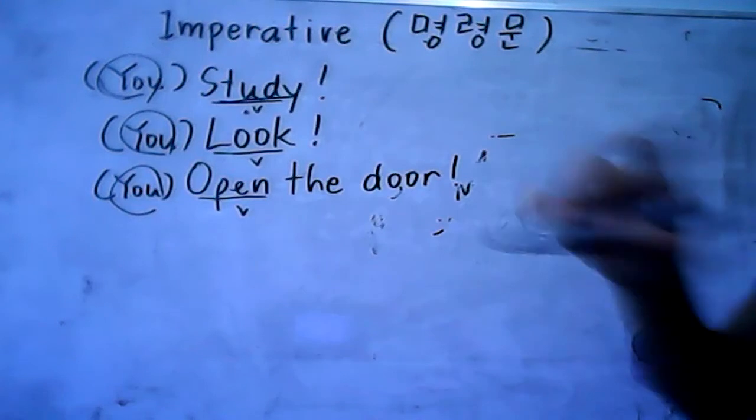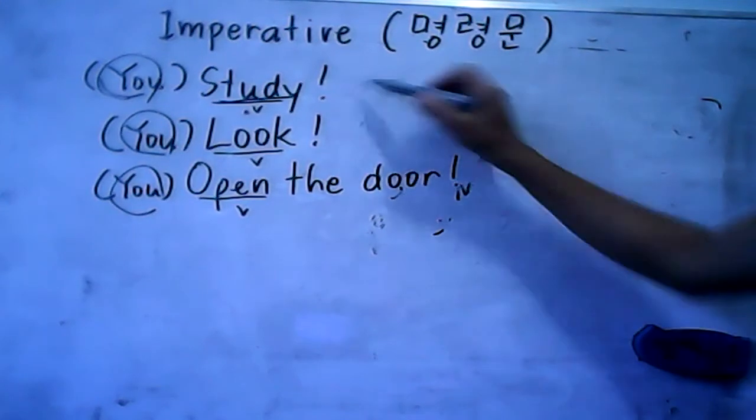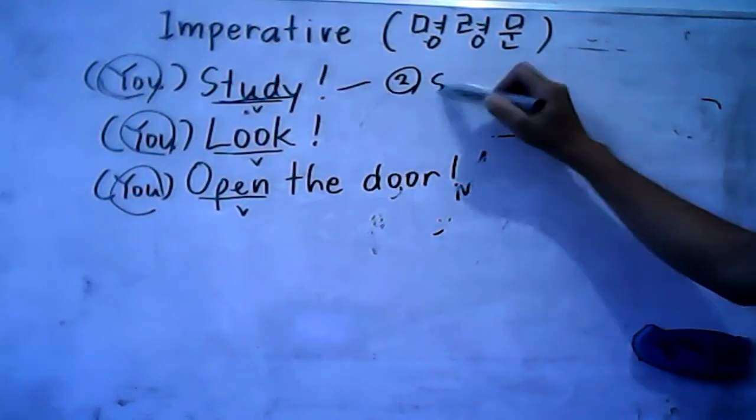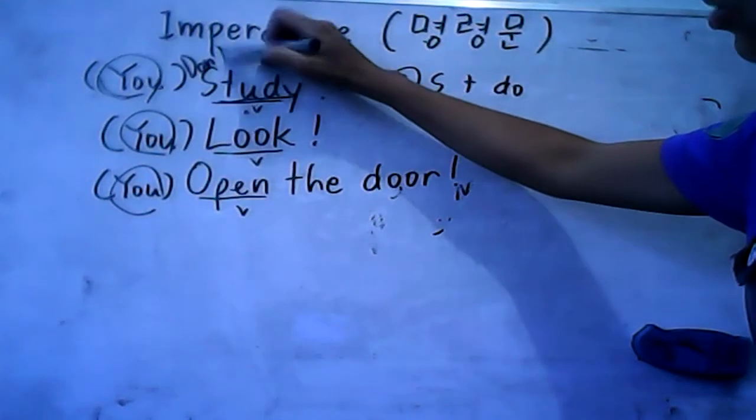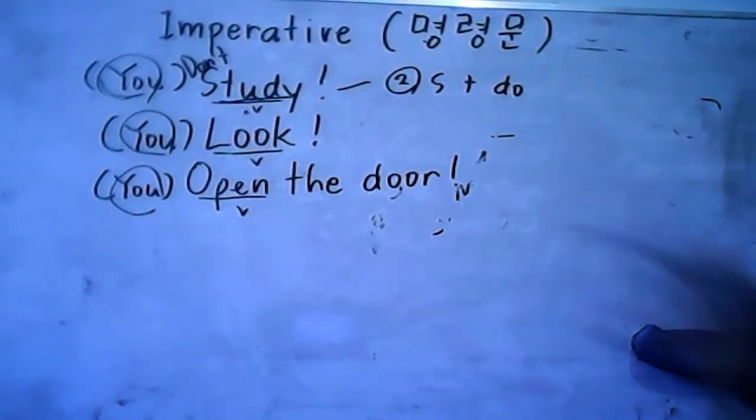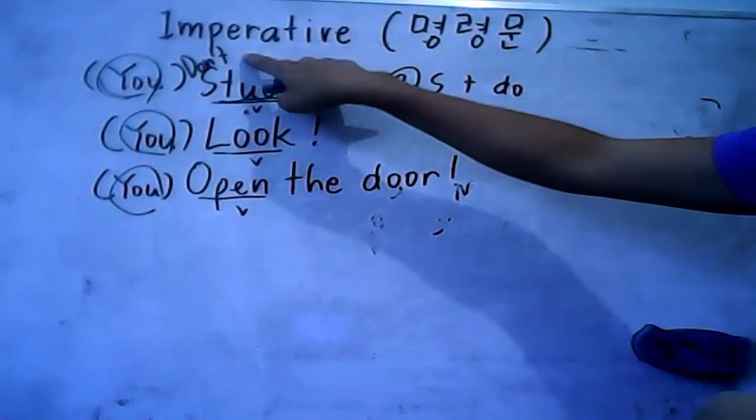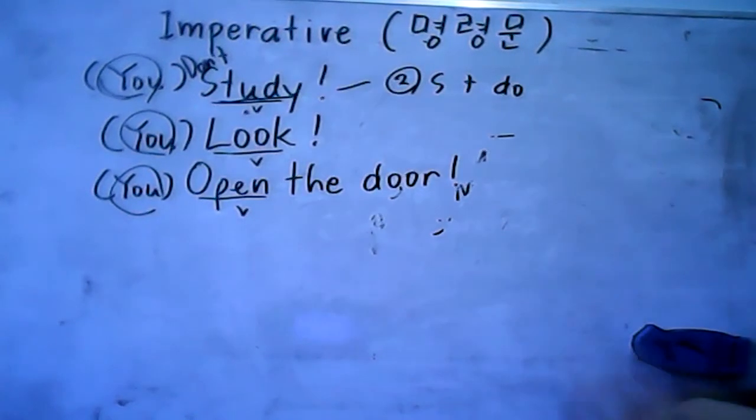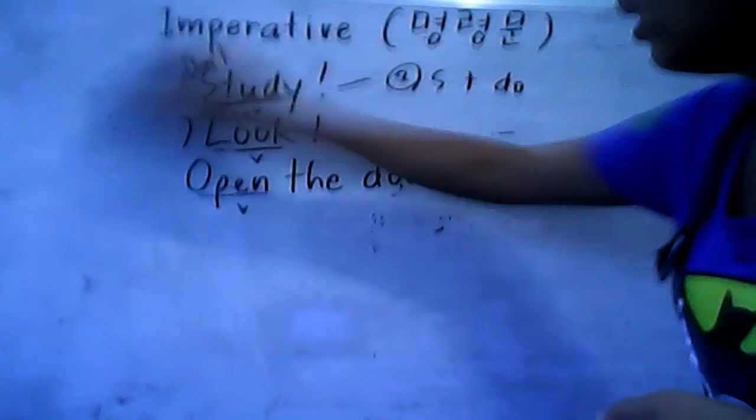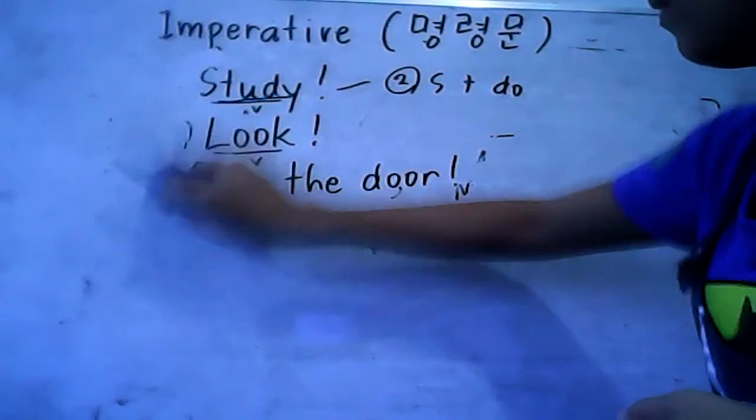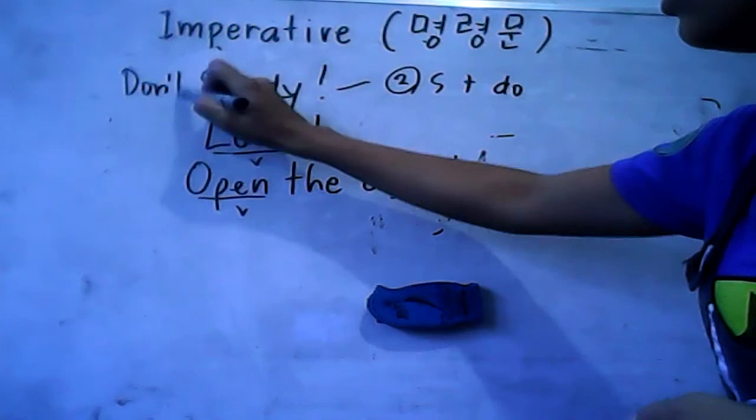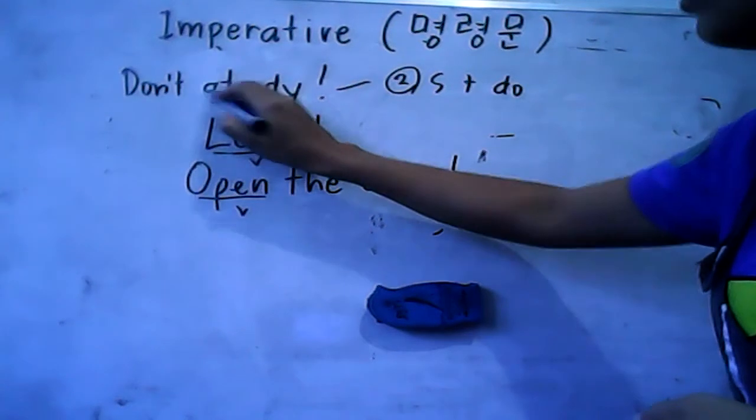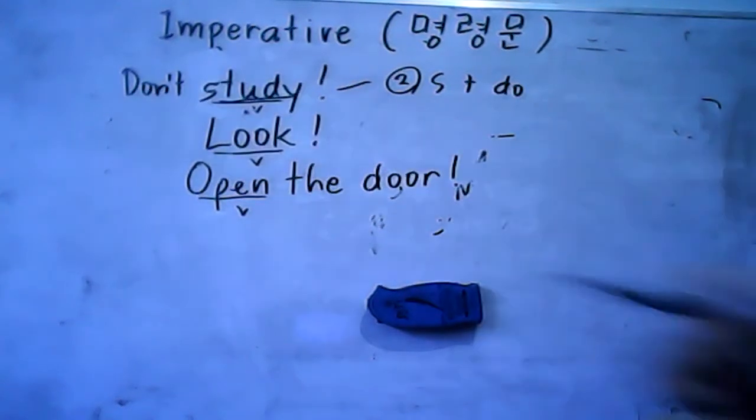Since the real subject is you for all imperative sentences, when you change them to negative, how many verbs do we have? Only one. Is it a be verb? No. So we use rule number 2, subject plus do verb. So we say, don't study. Study, positive. Don't study, negative. Let's make it clearer. Alright, so this one will be don't, and then this one small letter. Don't study. This will be the negative.